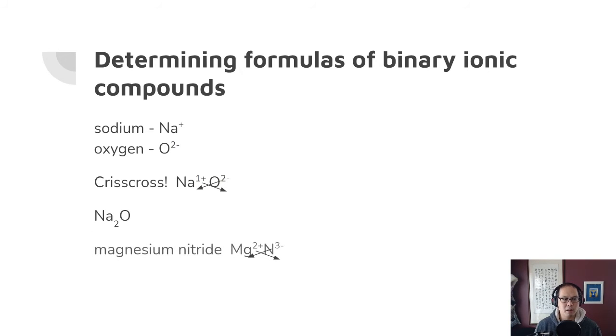All right, magnesium nitride, same idea. Magnesium is a +2 charge. Again, I get that from the periodic table. Nitrogen is a -3 charge. I get that from the periodic table. Crisscross, applesauce, Mg3N2. So when you get an ionic compound name, as long as you can find the charges from the periodic table, you're just going to use the crisscross method to get the formula.